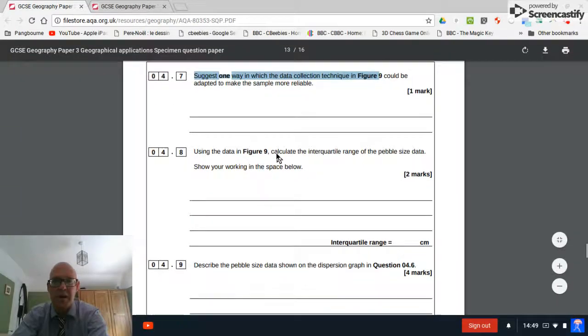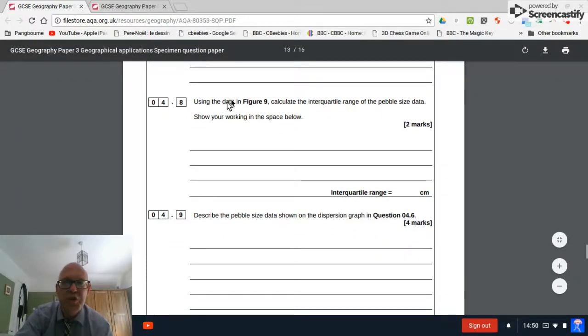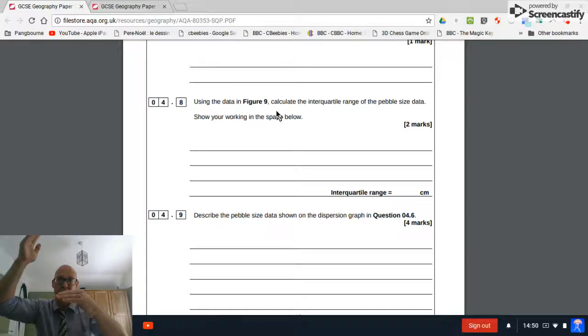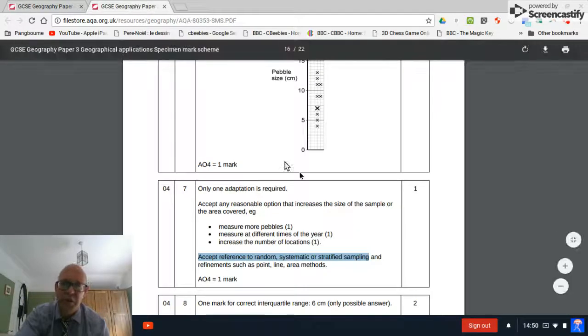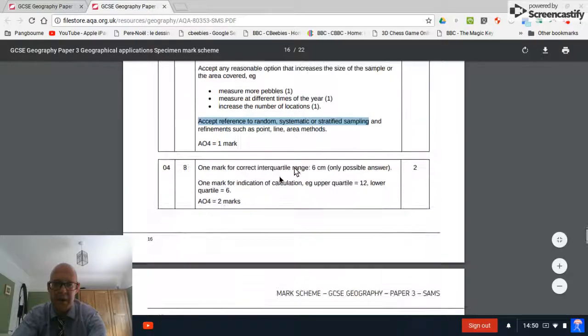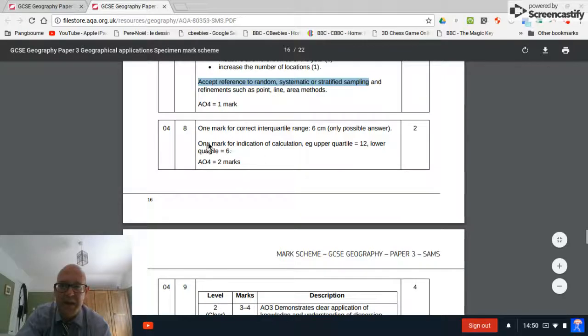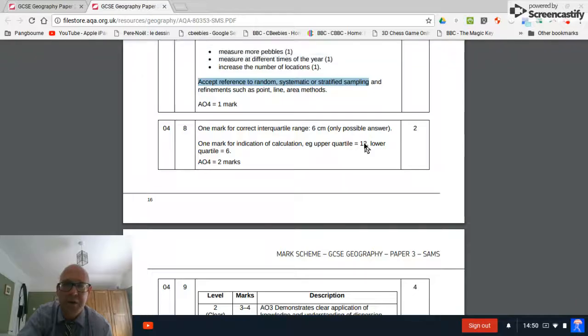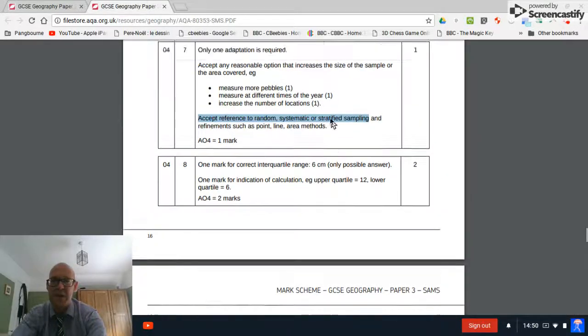Then a little bit of maths. Don't get freaked out. Using the data in figure 9, calculate the interquartile range of the pebble size data. Remember, the interquartile range is you take off the top 25%, take off the bottom 25%, and then the highest minus the lowest gives you the interquartile range. Have a look at this. It's one worked out, I hope, down here. And the answer is 6. So the answer is 6 because the top 25% are 12 and higher, and the lower are 6. It's the only possible answer.